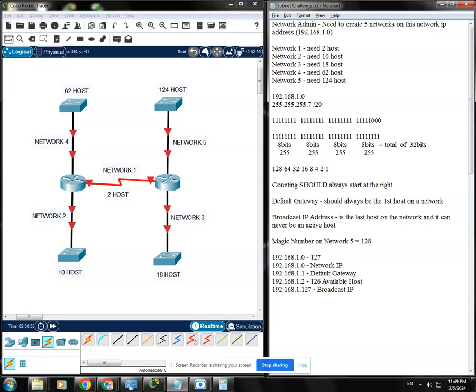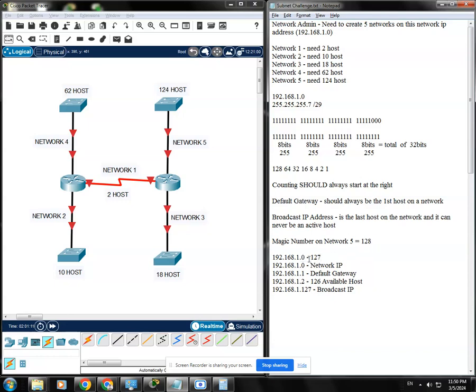Since this is the IP address that we will be using, it's the start of the IP range, 192.168.1.0. Since this is the start, this becomes the network IP address. And since we need 128, we count from 0. From 0 to 127, counting the 0, is equal to 128.